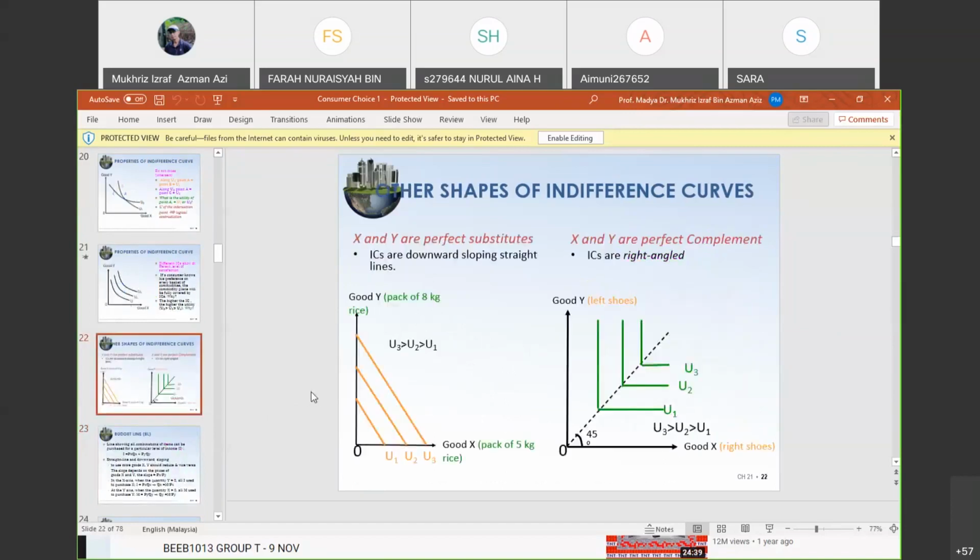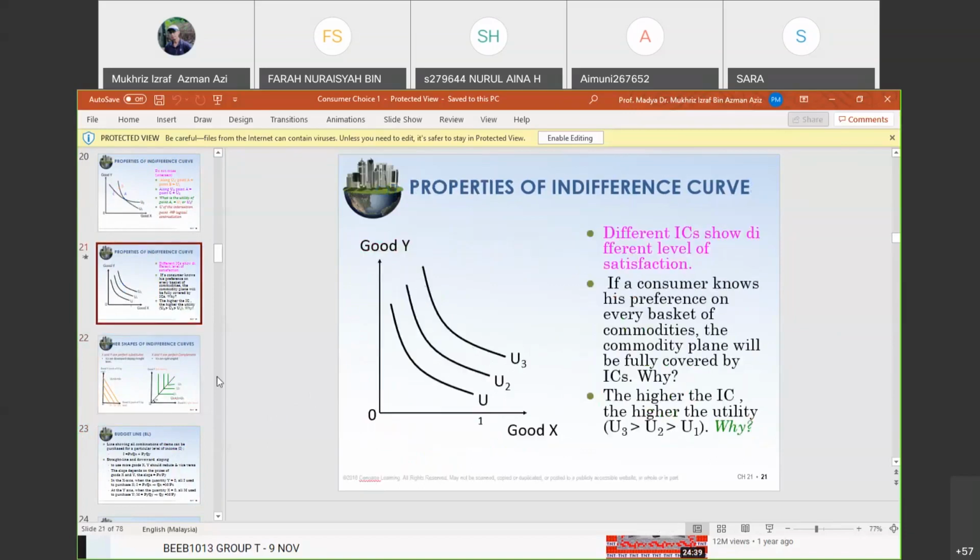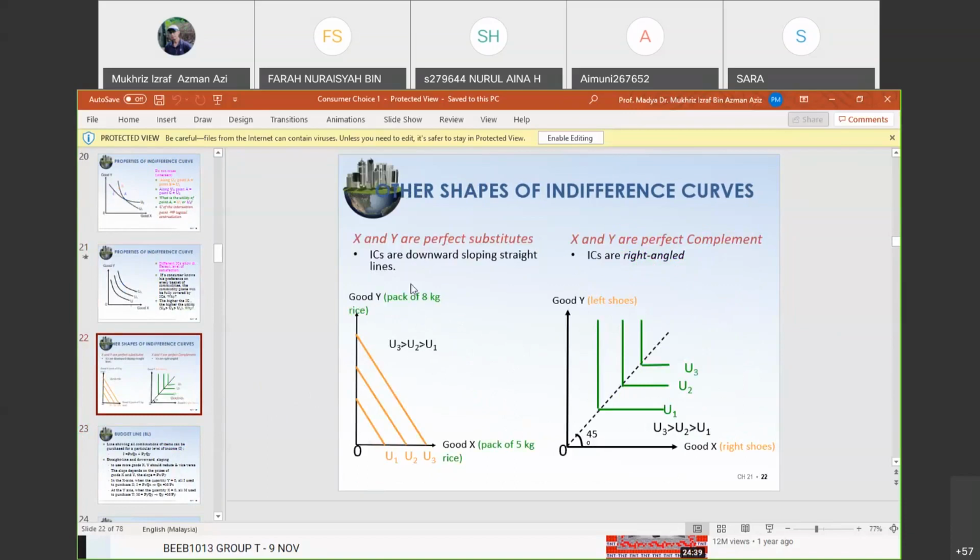And then the shape of the indifference curve for perfect substitutes: it will be a straight line, not a convex curve like this. Why? Because when you say perfect substitute, the goods can serve the same purpose. Why does a straight line reflect perfect substitutes?